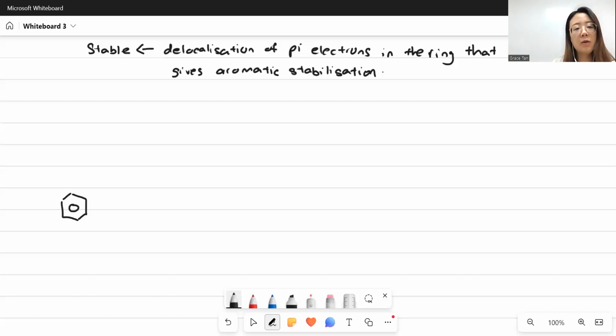I always associate stability with the benzene ring, only the benzene ring. I did not mention any other things after you have put on the ring. But if it is just an empty ring, it is stable.